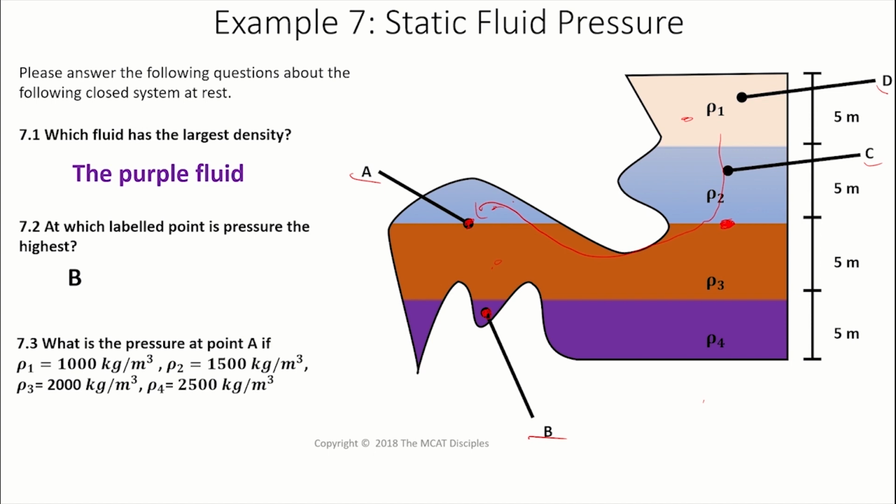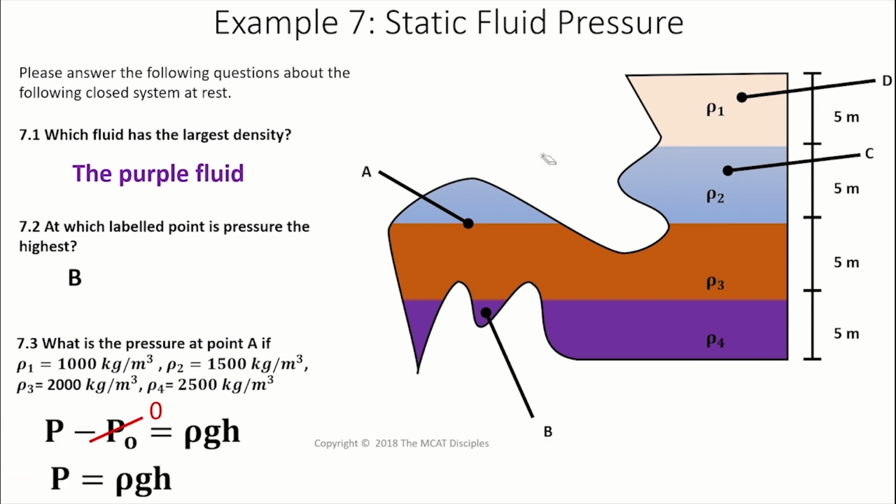Then finally, what is the pressure at point A if we have all these densities here? So this is just a simple calculation. We want the pressure at point A. So you just have to add up the density times the gravity times the height of this fluid, plus the density times the gravity times the height of this fluid, and use the appropriate heights to determine the answer here. The atmospheric pressure is 0 because it's a closed-off system.